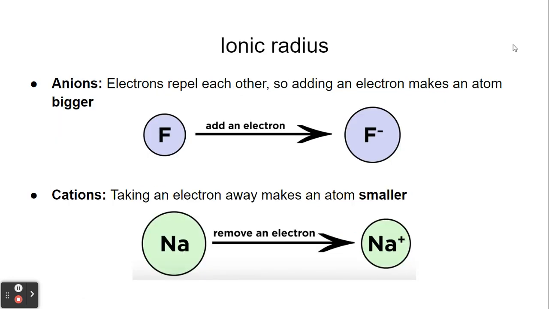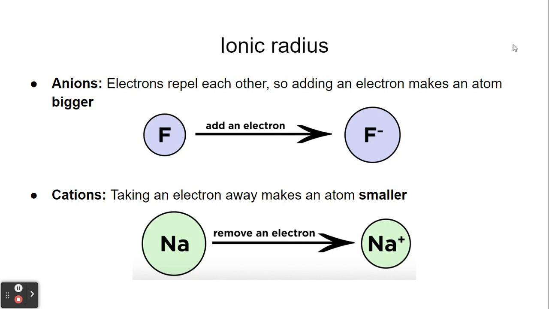So the next trend we're going to talk about is ionic radius. This isn't really a trend that we see on the periodic table. However, it's just something that happens when an atom becomes either an anion or a cation. So when we become an anion, that means that a neutral atom is gaining one or more electrons. So it's becoming more negative because it's gaining negative charges.